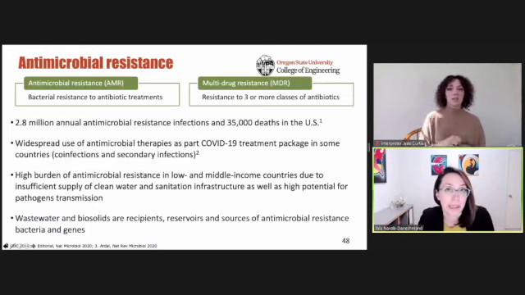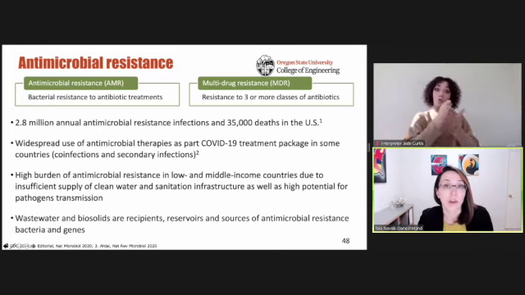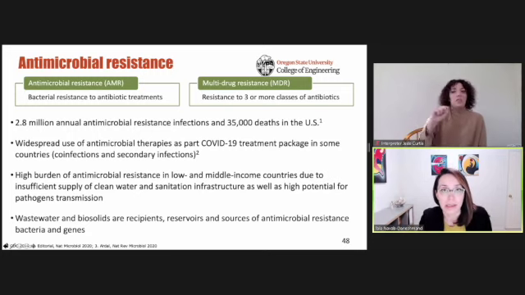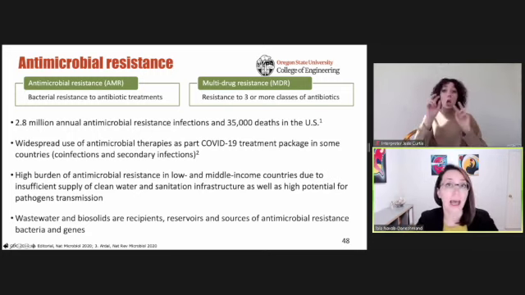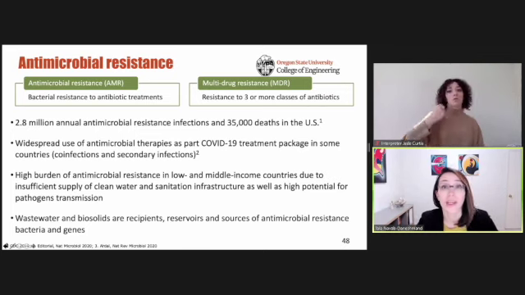What is antimicrobial resistance? When bacteria become resistant to antibiotic treatments, that's referred to as antibiotic resistance or antimicrobial resistance. Another term I'll use is multi-drug resistance, and that is when bacteria become resistant to not just one or two, but three or more classes of antibiotics. This is referred to in media as superbugs. Just to put it in context, in the US alone, according to the most recent CDC report, there are annually 2 million infections due to antibiotic resistance, causing 35,000 deaths.